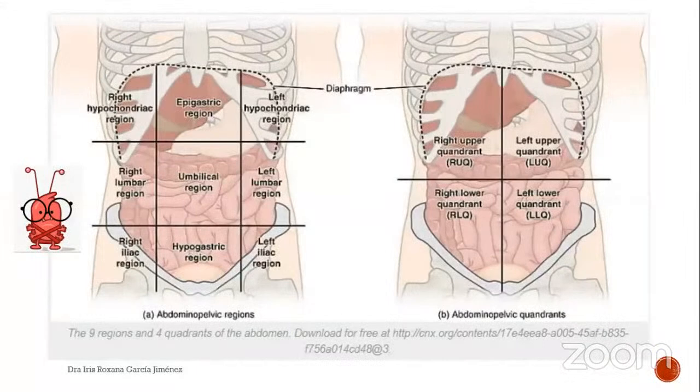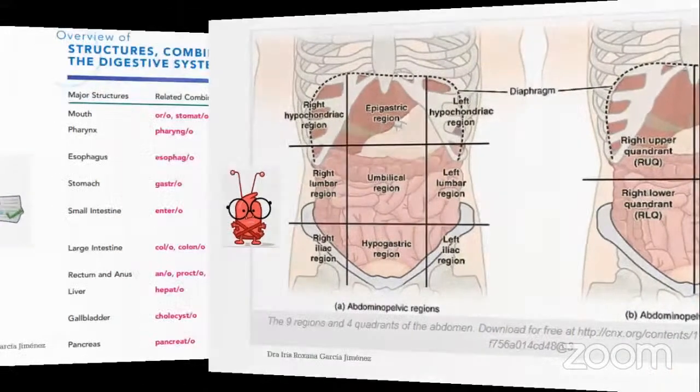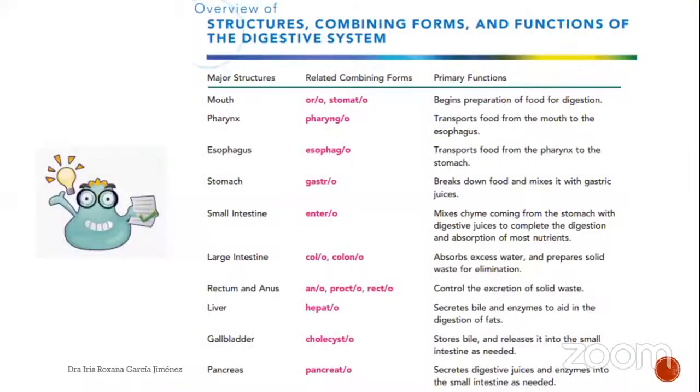Now we have the 9 regions and 4 quadrants of the abdomen, anatomical details for the evaluation, for the physical exam. A review just for being prepared while talking about the physical exam. And then the major structures and related combining forms. We all know about it.